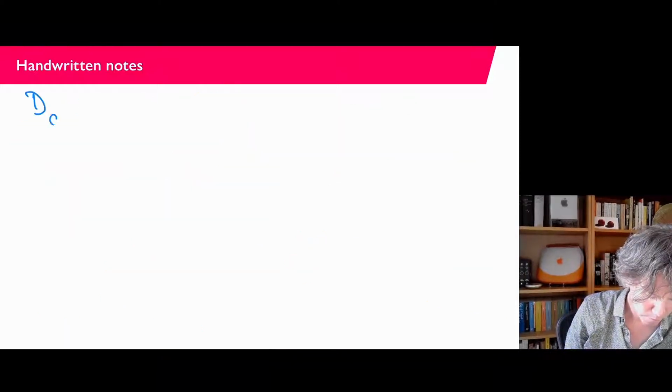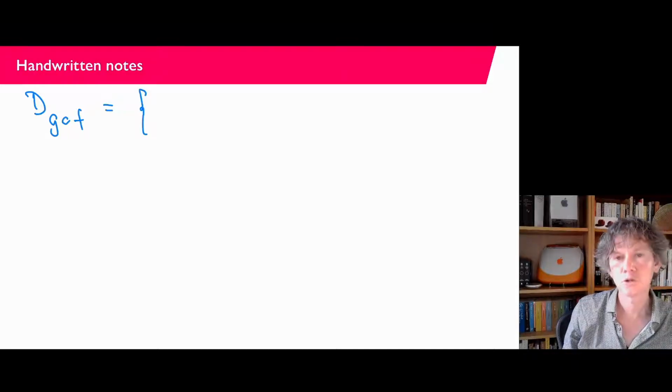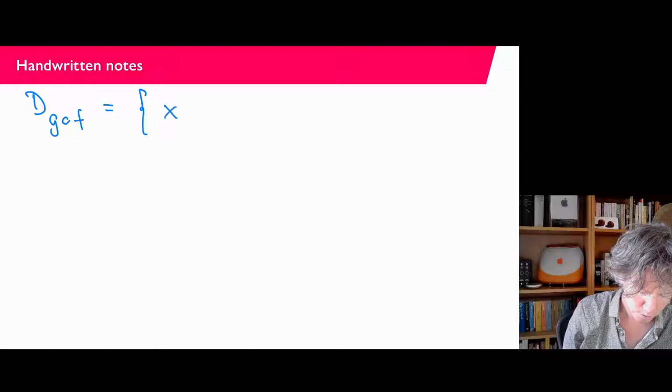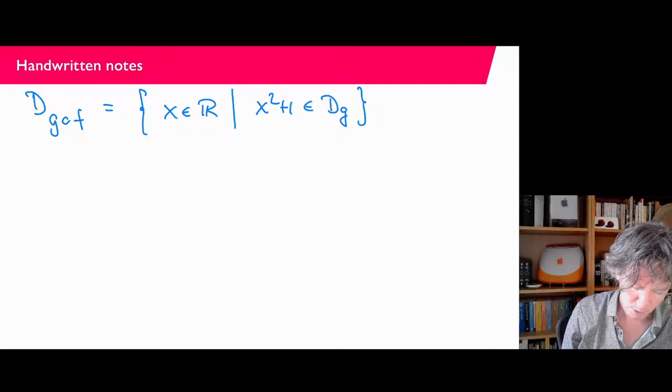So let's get a bit more space. So the domain of g after f is, well, all the x's in the domain of f, so that's all x's in the real numbers, for which f of x is in the domain of g. So f of x is x squared plus 1, and that should be in the domain of g. So we find every x in the real numbers for which x squared plus 1 is in the domain of g, which was the set from 2 to infinity.